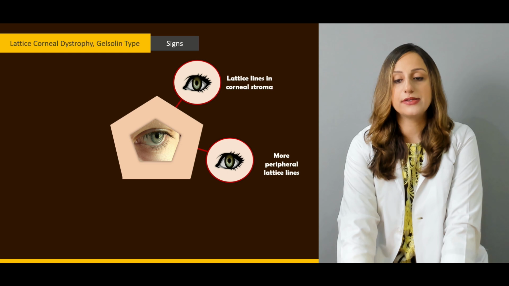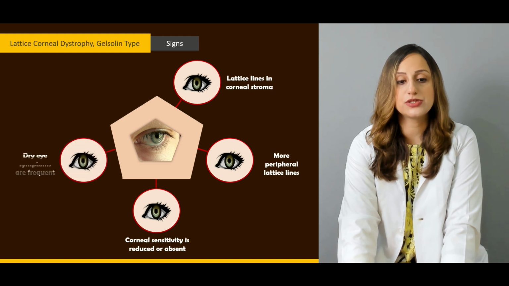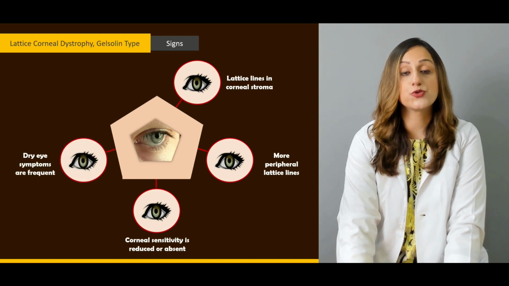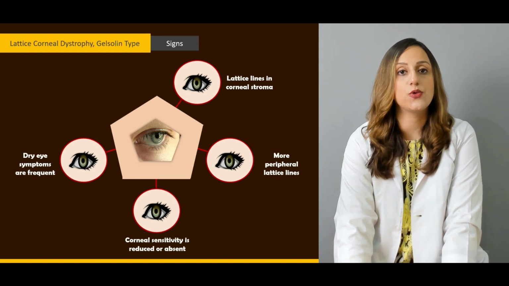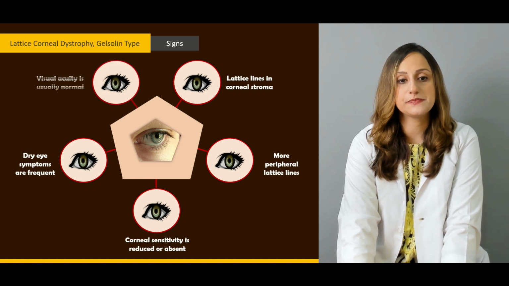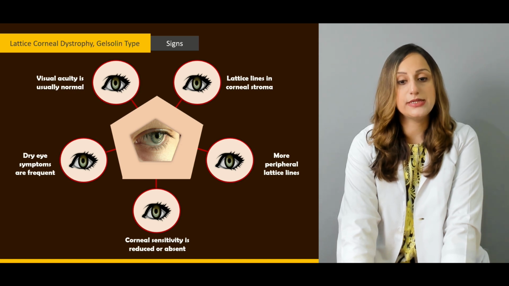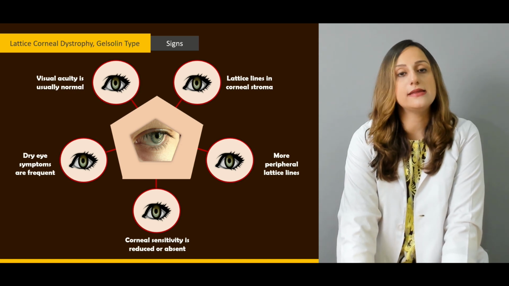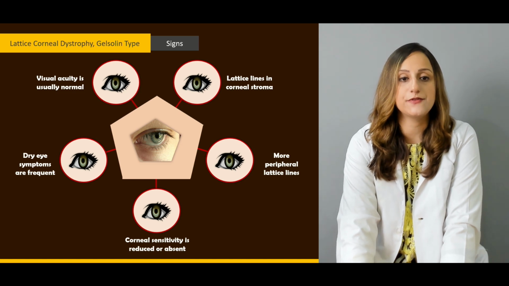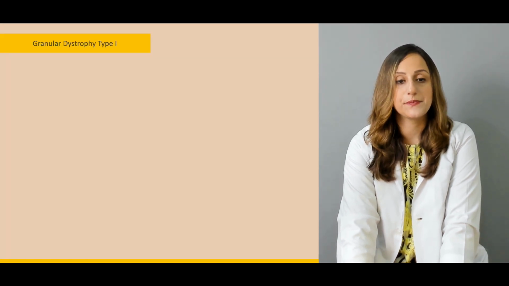Coupled up with that are the more peripheral lattice lines, as well as the corneal sensitivity is reduced and absent in these patients. Dry eye syndromes, which are known as the xerophthalmias, are also one of the key features along with these kind of dystrophies. Usually, the visual acuity would appear to be normal for these patients. The presentation would be in the 3rd or the 4th decade of life. So this would be the complete clinical picture for a patient with lattice corneal dystrophy, gelsolin type.